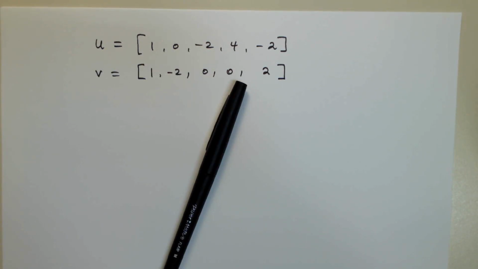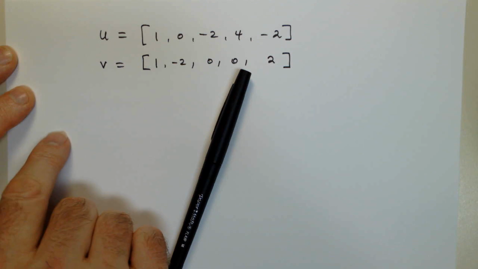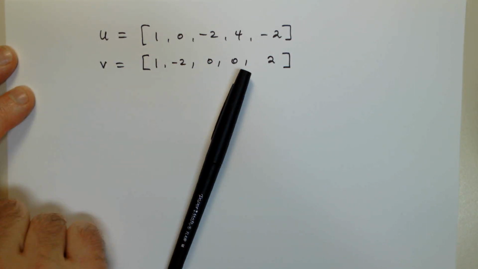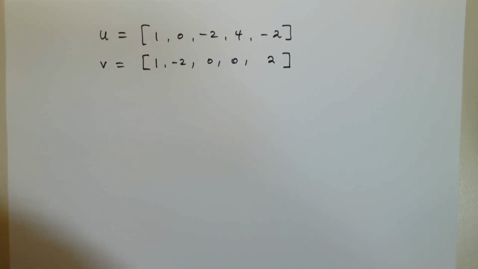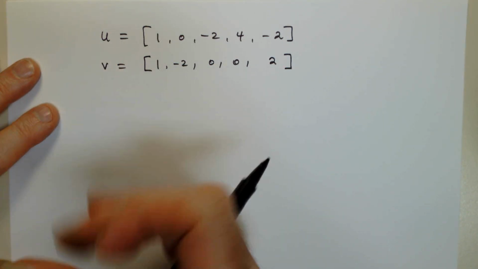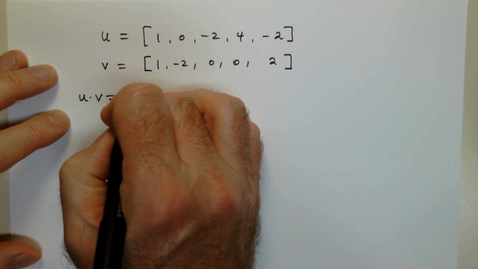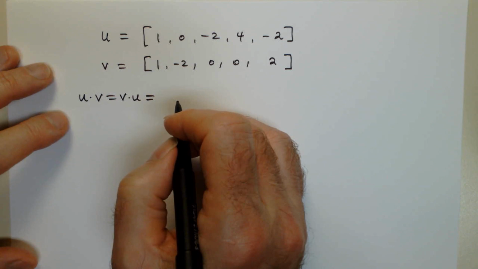All right, welcome back to the document camera. We're going to do a couple of projection calculations. We're going to project v onto u, and we're going to project u onto v. Now, in order to do that, we're going to need 3 different calculations in total. We're going to need to get u dot v, which is the same as v dot u. So we'll need u dot v or v dot u, however you want to think about it.